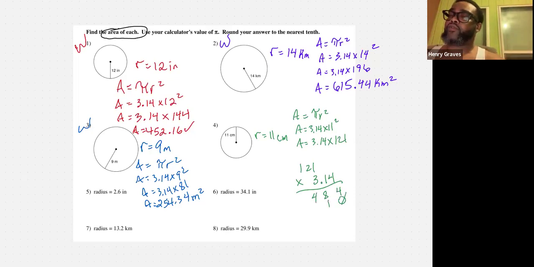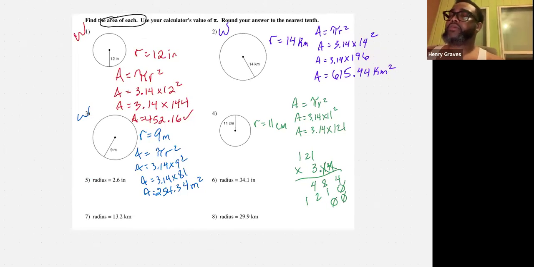Sorry, I forgot how far I did the 4 before. 3 times 1 is 3. 3 times 2 is 6. And 3 times 1 is 3. Add everything up. That's 4, 9, 6, 9, 7, 3, 2 decimal places. So my answer should be 379.94. My units are centimeters.